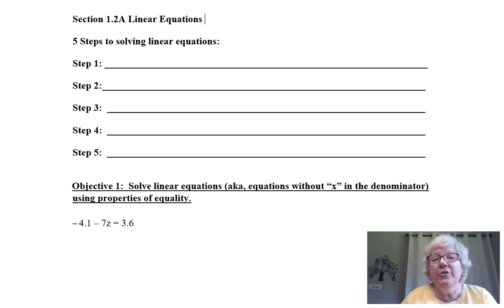How to solve a linear equation. Let's go ahead and look at this today. I have a little 5-step method that I always use when solving linear equations. And remember, linear means exponent of 1.